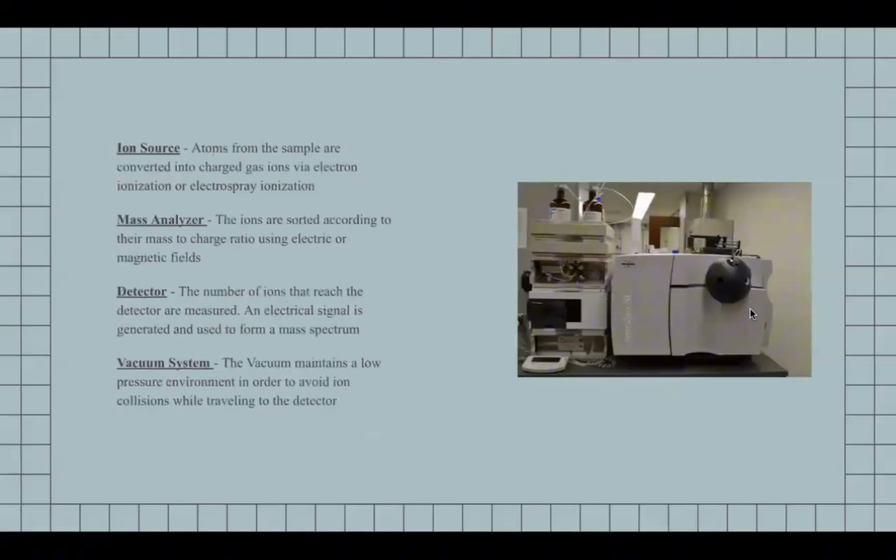And then lastly, mass spectroscopy. The ion source: atoms from the sample are converted into charged gas ions via electron ionization or electrospray ionization, either of those methods. Mass analyzer: the ions are sorted according to their mass to charge ratio using electric or magnetic fields. The number of ions that reach the detector are measured, and the electrical signal is generated and used to form the mass spectrum. The vacuum system helps to maintain a low pressure environment for the ions to avoid collisions when they travel to the detector.